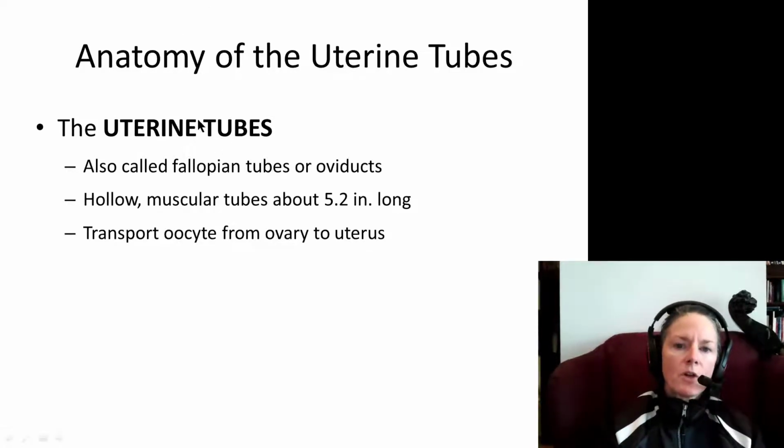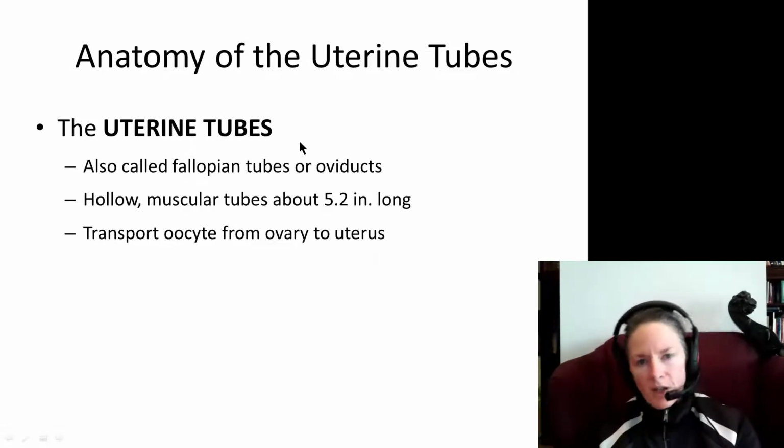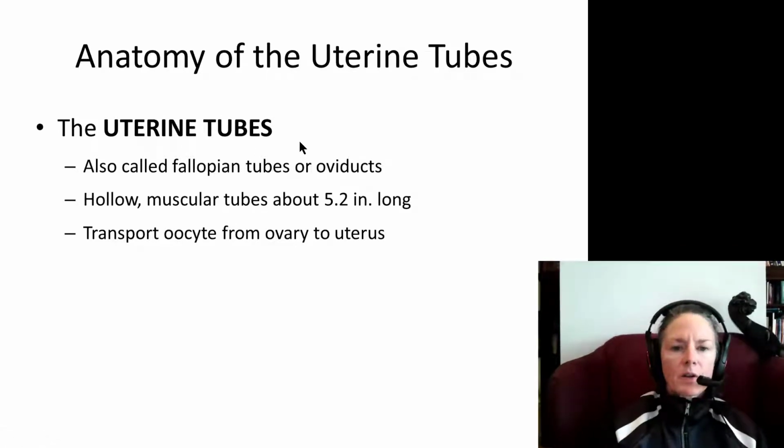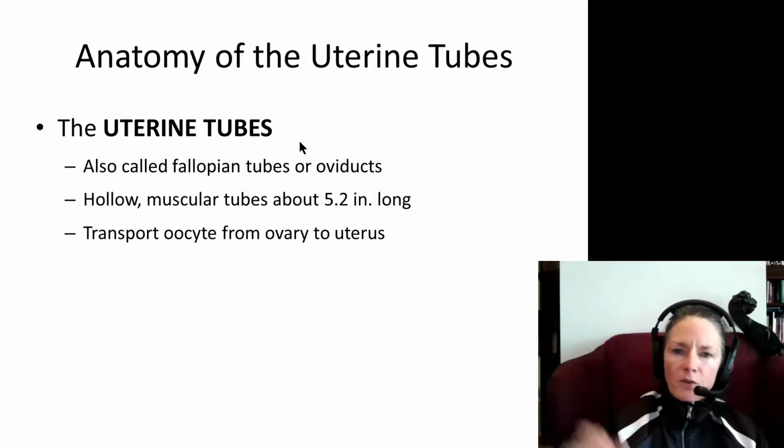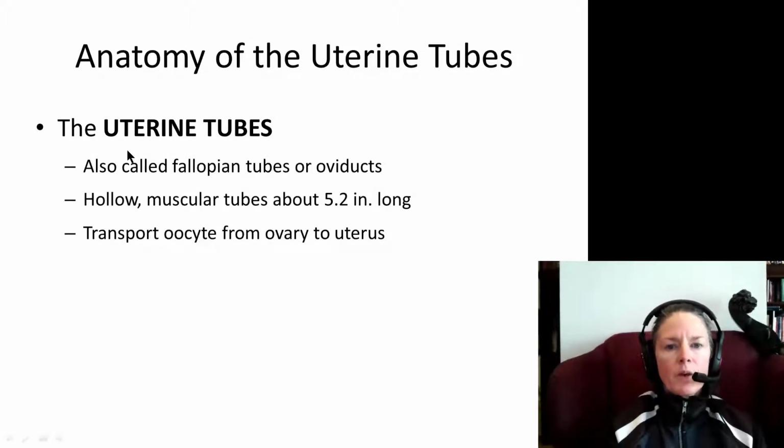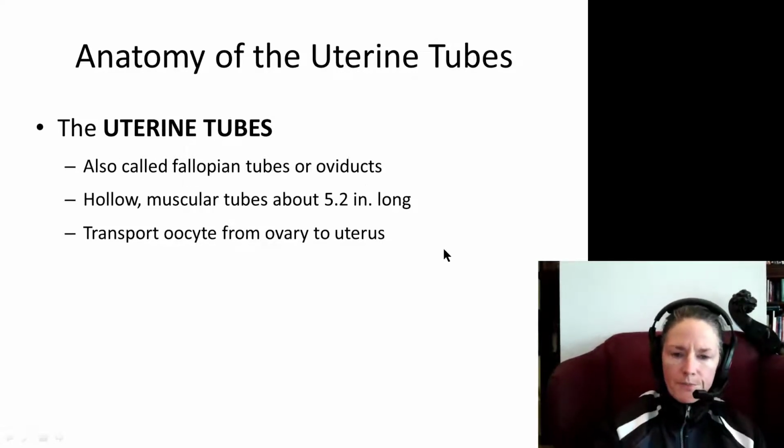All right, so once the egg leaves the ovaries, it has to get to the uterus. So it's going to travel through the uterine tubes, which are lined with cilia, and the cilia will sweep the oocyte along. You can also have some peristalsis in here because we've got some smooth muscle, but we're going to carry the oocyte along the uterine tubes to the uterus.